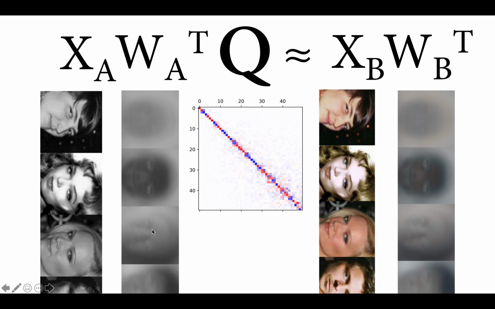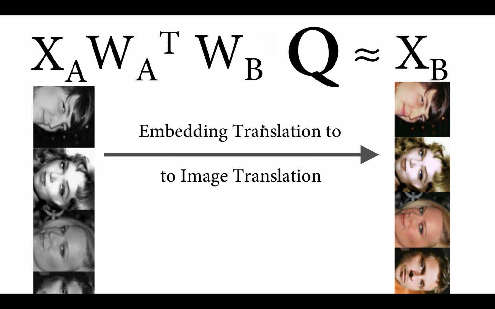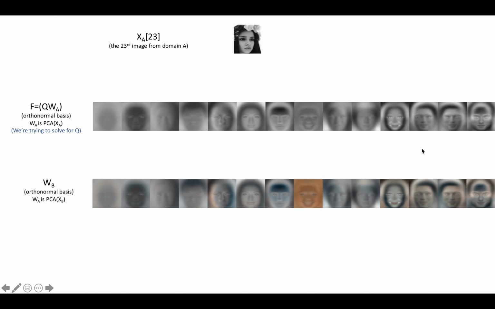You may remember eigenfaces from class. This is what WA looks like, and this is what XA looks like. XA is a matrix, where the first dimension is the number of images, and the second dimension is the dimensionality of these images. Note that each image is flattened out into this matrix before it was translated. And here's how we take that embedding translation and we turn it into an image translation. It's just a little bit of linear algebra trickery. And then we have some black and white images here that get turned into XB, or domain B, over here.